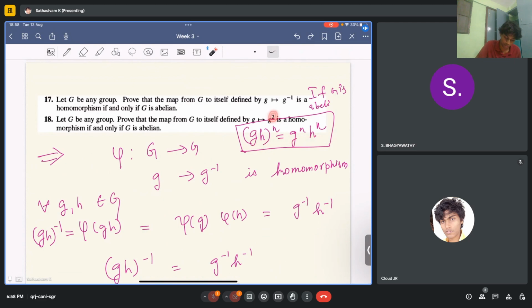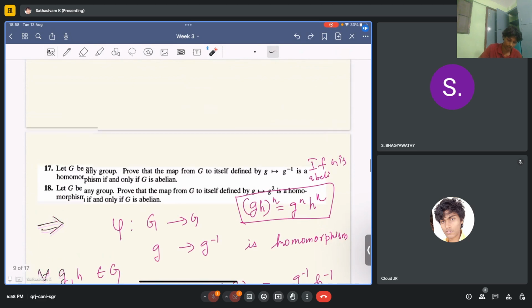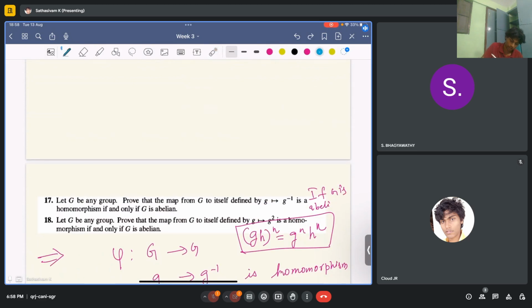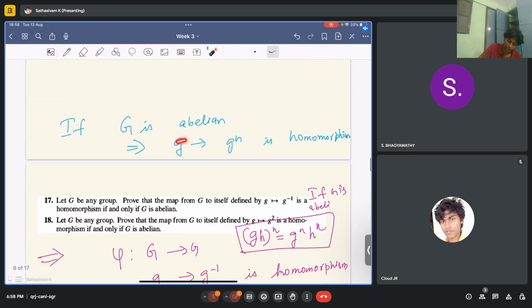In fact, if you replace the square by n, where n belongs to the natural numbers, the statement still holds. But the problem is, anyway, since I mentioned it, let me mention it clearly. So if G is abelian, then this map, G maps to G power n, is always a homomorphism. So this is always true. But in general, the converse need not always be true.